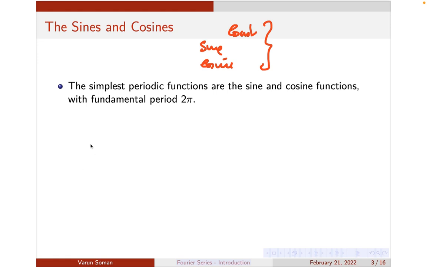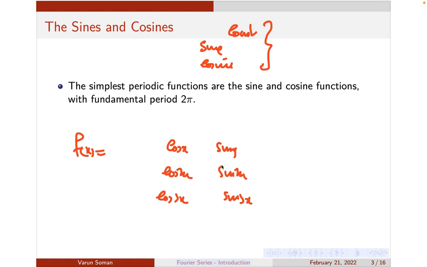Okay, suppose you have a periodic function f of x. I can represent this in terms of sines and cosines. How will I represent it? It is very simple. I will take cos x, then sin x, then cos 2x, sin 2x, cos 3x, sin 3x. Okay, so I will extend to infinity here.